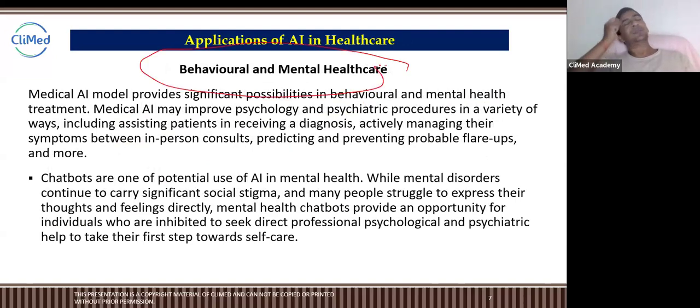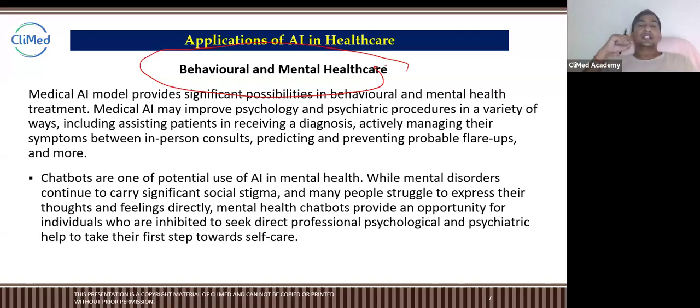I'll give you an example here. When someone is in a mental health status, they are not opened up to everyone, right? When somebody has behavioral changes, somebody has mental health problems, they usually don't talk to anyone easily. They don't open up with everyone, right?